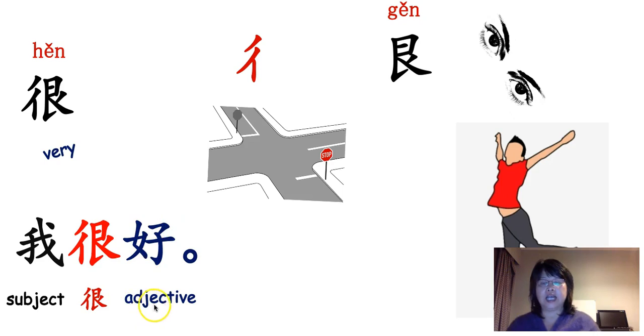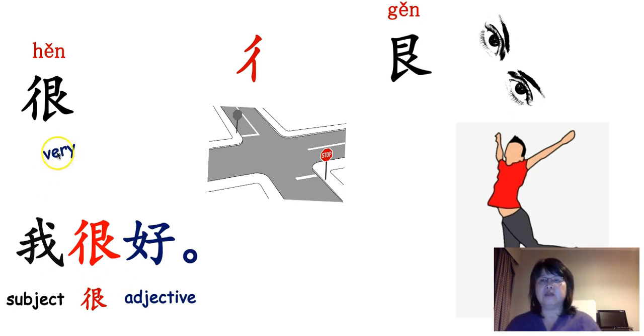好 is an adjective. So the subject plus 很 plus an adjective can form a complete Chinese sentence. We do not need a verb to form a sentence. 我很好, I am very good. But when you translate into English, you have to add am.